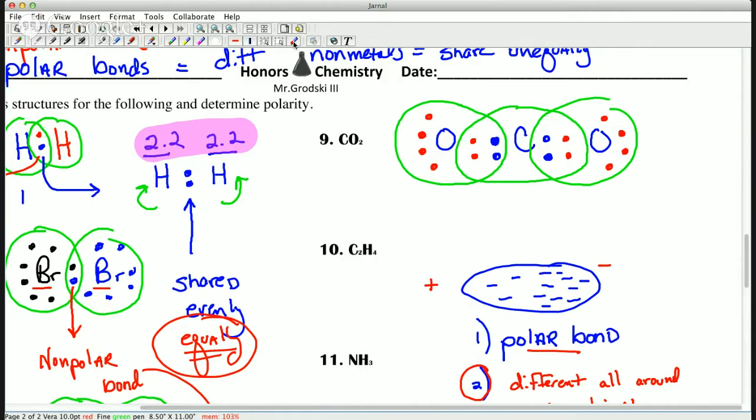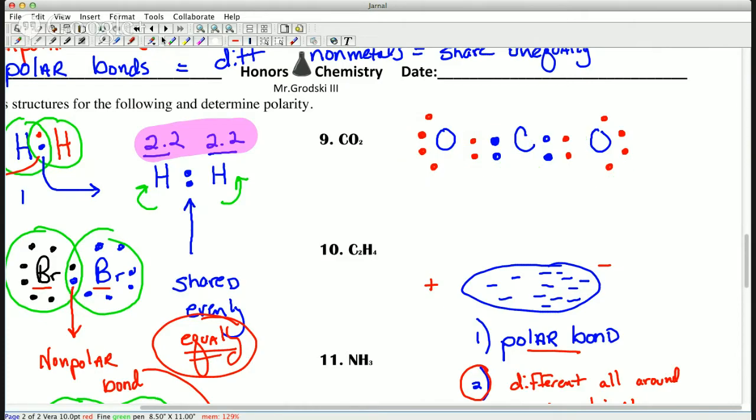So what we had to do to make this work, party people, is we had to make a double bond. Now I can rewrite this. I can write carbon as a double bond to the O, put the lone pairs, another double bond to the O.